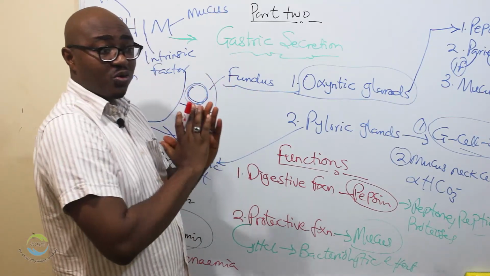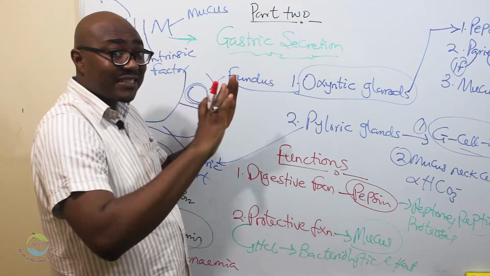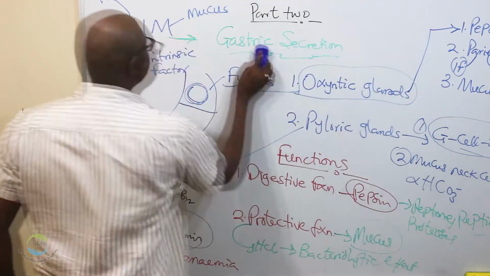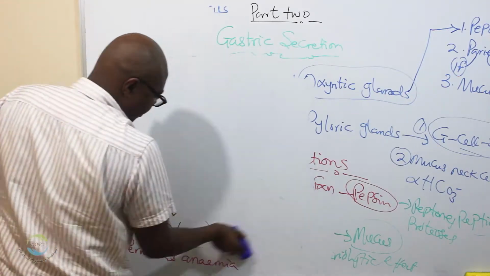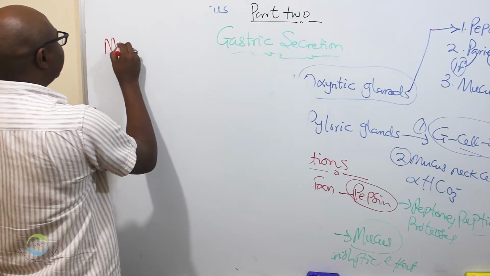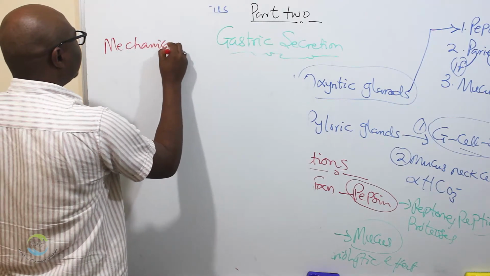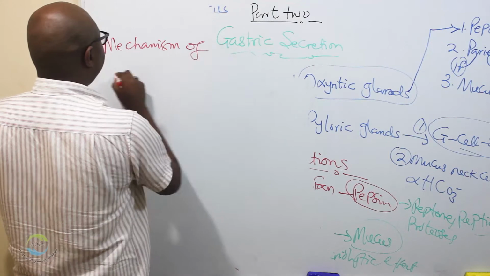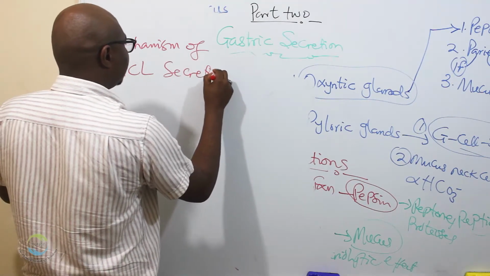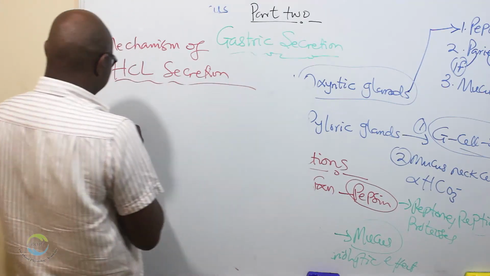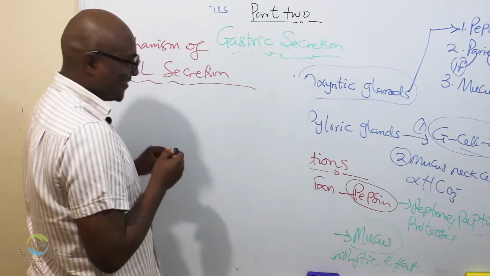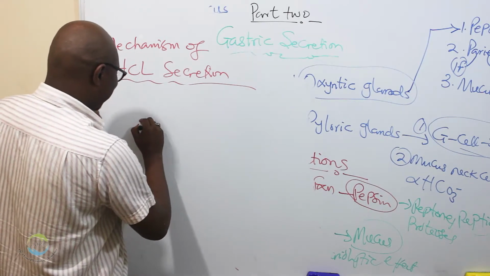So now we are going to go into the mechanism of acid secretion. It's very important that we know that. All right, so let's clean. So, mechanism of HCl secretion. Now, let's draw a parietal cell. Let's draw a parietal cell like this.